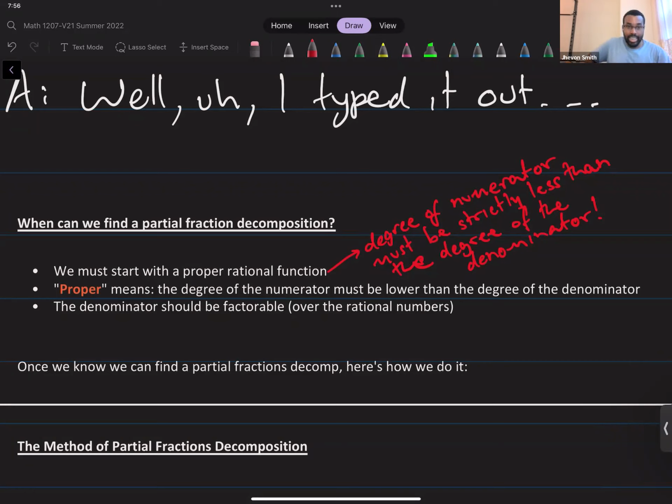And the second condition is that the denominator must be factorable over the rational numbers. It should be something that you can factor. So if your denominator is x squared plus one, you can't find the partial fraction decomposition. You can't factor x squared plus one. At least, you can factor it over the complex numbers, but we don't deal with that.